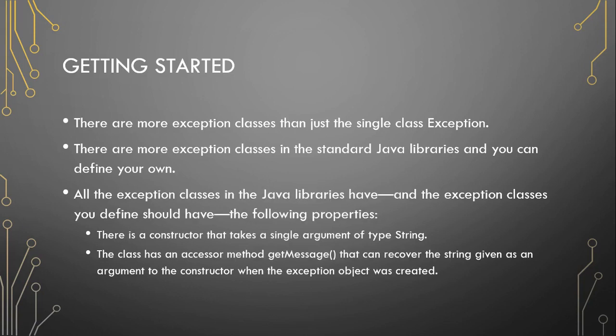All the exception classes in the Java libraries have, and the exception classes you define should have, the following properties. There's a constructor that takes a single argument of type String. The class has an access method, getMessage, that can recover the string given as an argument to the constructor when the exception object was created.